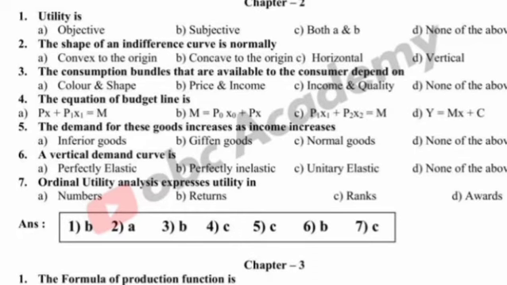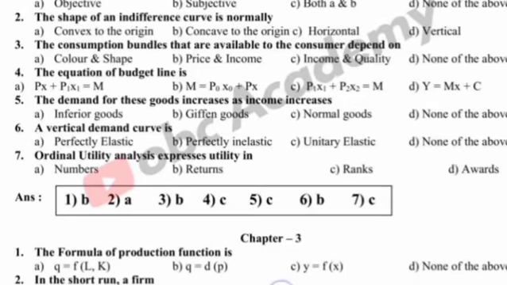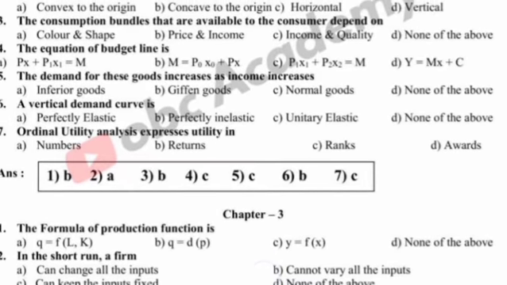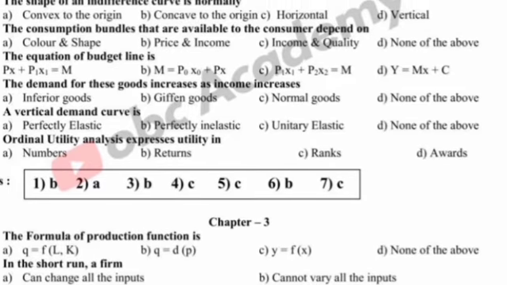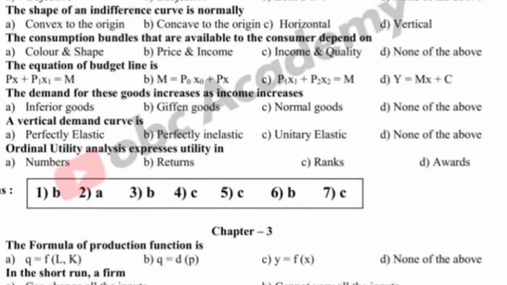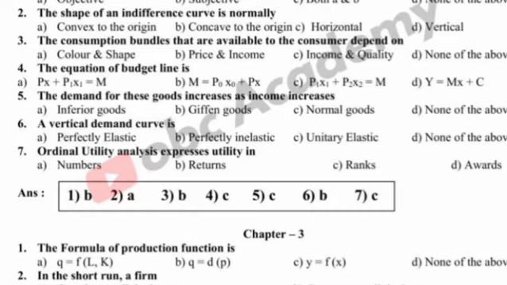Now we can see the third question. The consumption bundles that are available to the consumer depend on: option A, color and shape. Option B, price and income. Option C, income and quality. D, none of the above. The correct option is B, that is price and income.